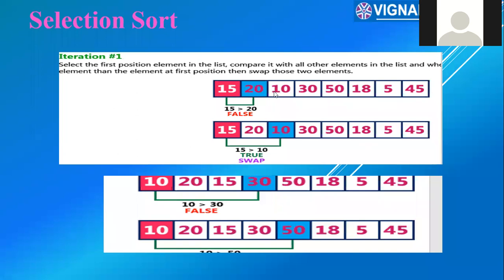A of 0 has to be compared with all the rest of the elements, and where the smallest is found, those two elements have to be swapped: A of 0 with the smallest.